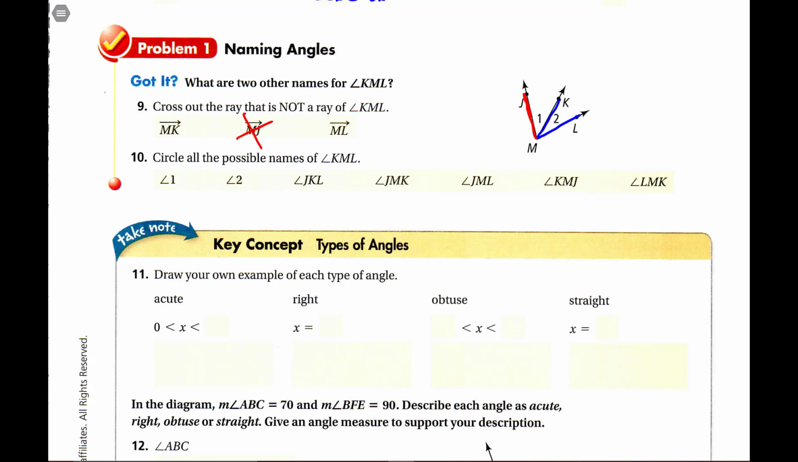We're going to circle all possible names of angle KML. Angle 1 does not define KML because it's right here between MJ and MK. Angle 2 is a possibility.